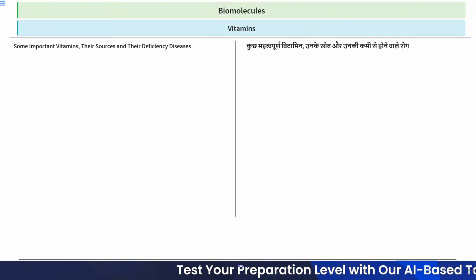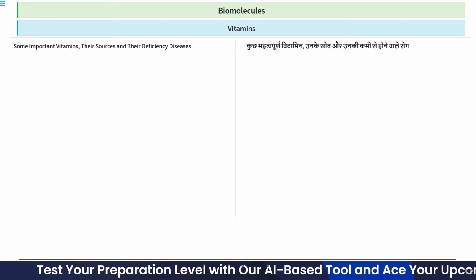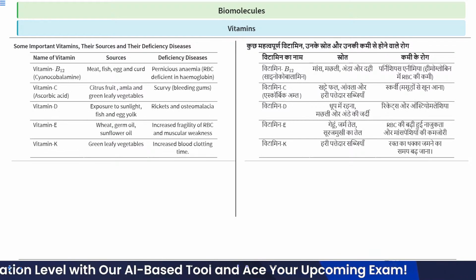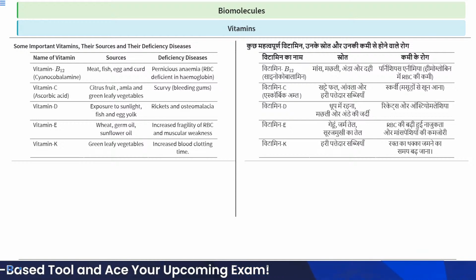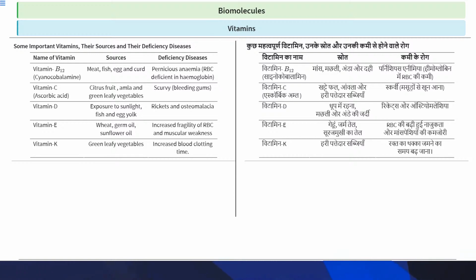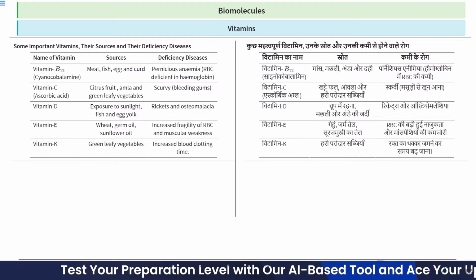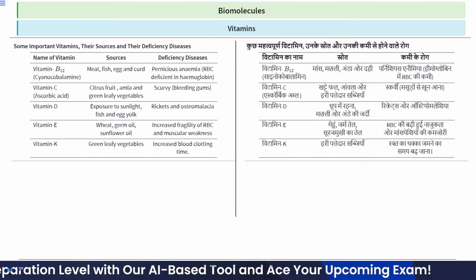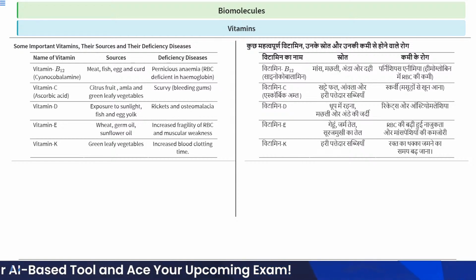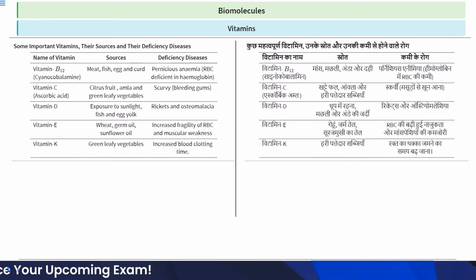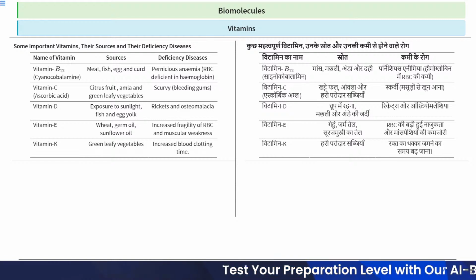Important vitamins, their sources and their deficiency diseases, table continued. Next vitamin is vitamin B12, cyanocobalamin. The sources of vitamin B12 are meat, fish, egg and curd. The deficiency of vitamin B12 can cause pernicious anemia, which is RBC deficiency in hemoglobin. Next vitamin is vitamin C, ascorbic acid. The sources of vitamin C are citrus fruit, amla, and green leafy vegetables. The deficiency of vitamin C can cause scurvy, which is bleeding gums.